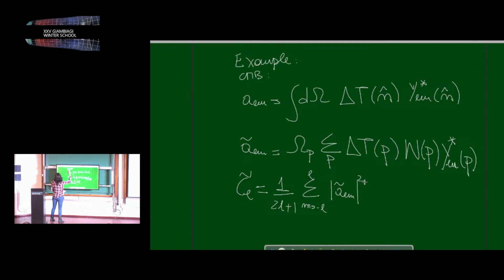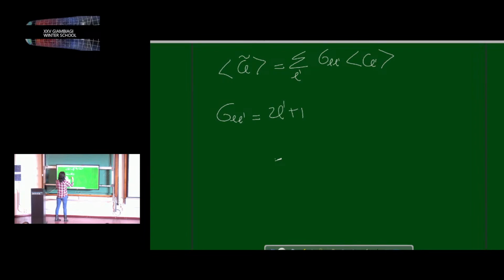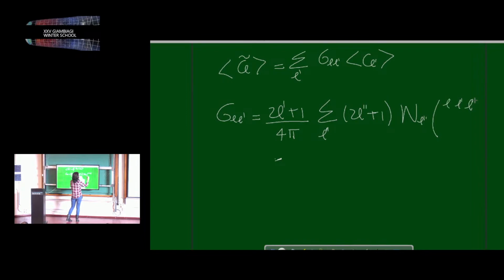I miscalculated by one slide, I think. I add one page here, yeah, like this. Awesome. So when I take the average of the pseudo-CL, what I get is a sum over L prime of G_LL prime, C_L prime, okay? Where this G_LL prime, I'll write it in general, is equal to 2L prime plus 1 over 4 pi, times the sum over L double prime, 2L double prime plus 1, W_L double prime, and then I have (L prime, L double prime, L; 0, 0, 0) squared.